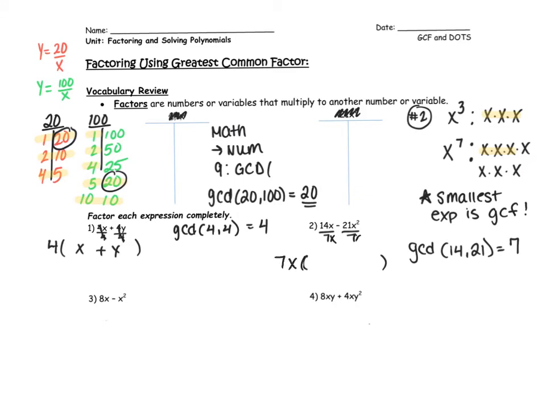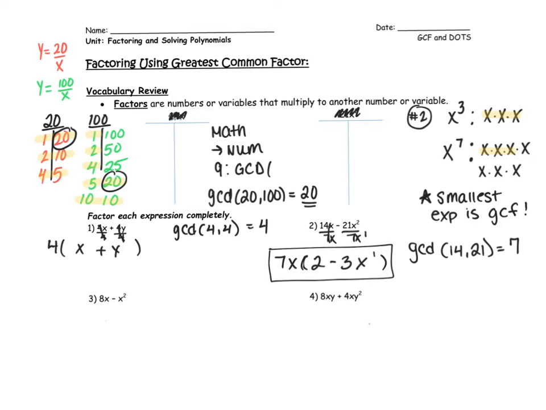And then we're going to divide each piece by 7x. So over here, 14 divided by 7, we get 2. The x's cancel. And over here we have 21 divided by 7, which is 3. And then x squared divided by x, remember we keep the base, which is the x, and subtract the exponent when we're dividing. So 3x to the first. You don't need the first if you don't want it, but that is the final answer.